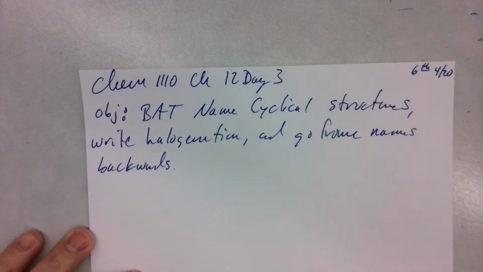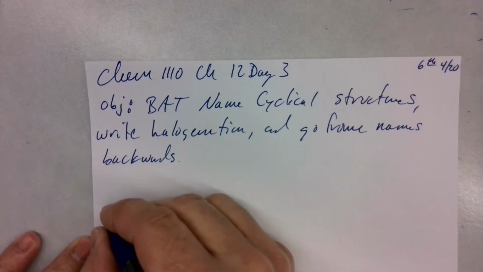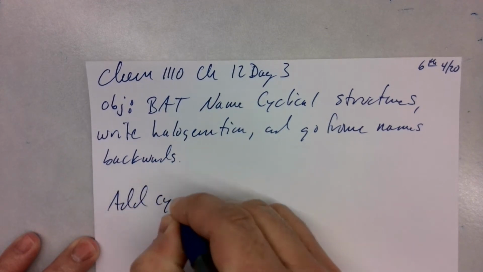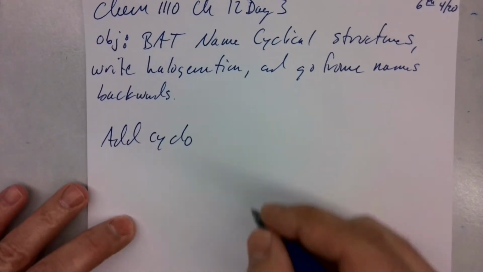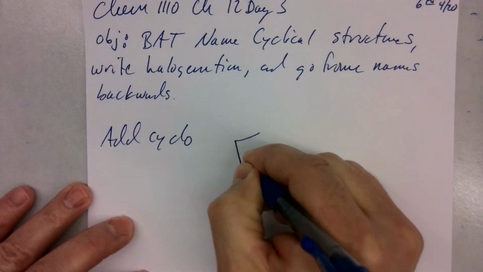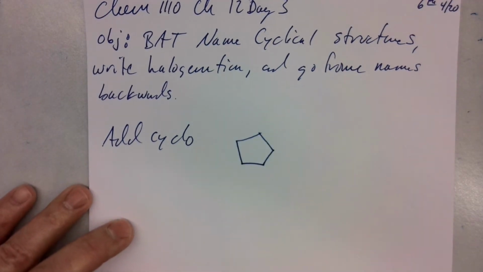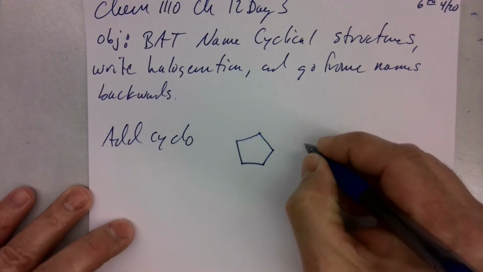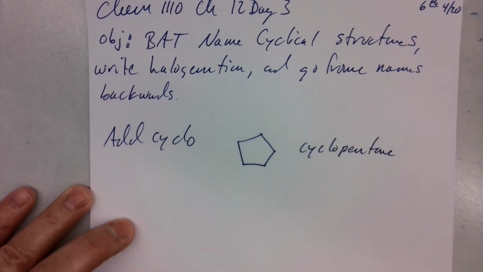Now, as far as cyclical structures go, they're pretty easy. You simply add cyclo to the front. Okay? It's like if I did this, okay, how many carbons are there? 5. So it would have been pentane, but because it's now a cyclical structure, it is cyclopentane.